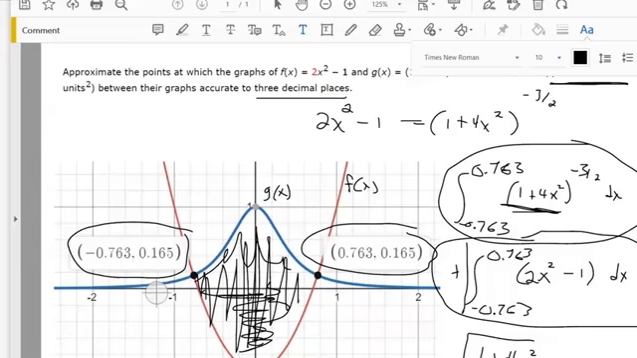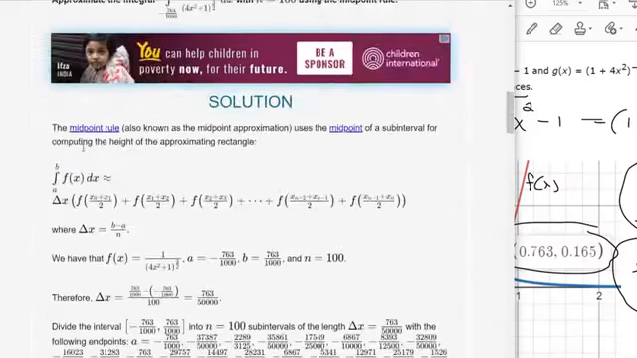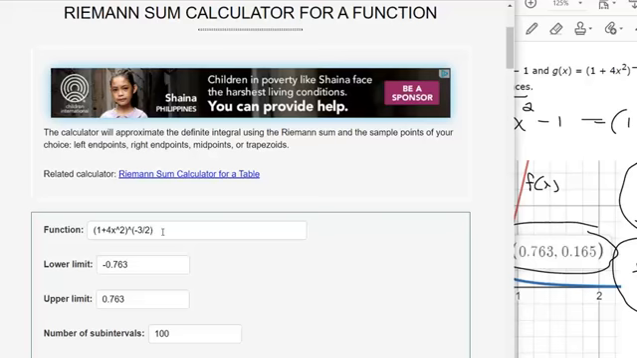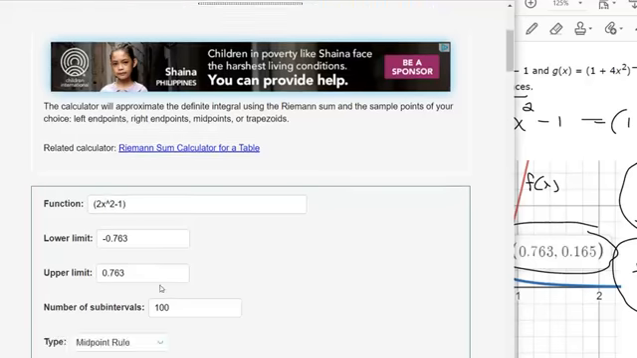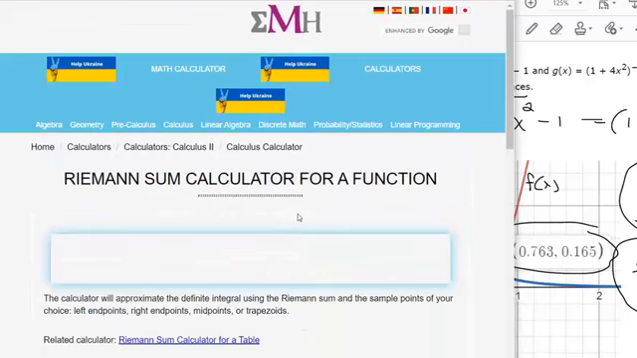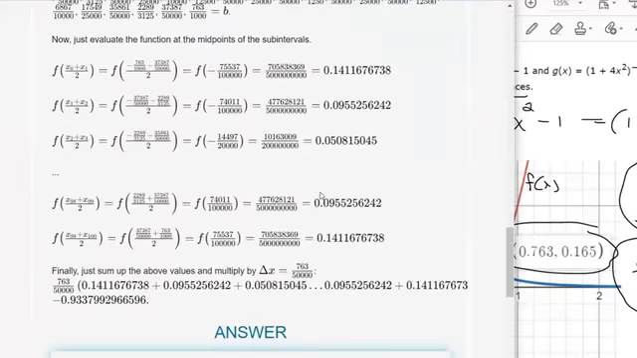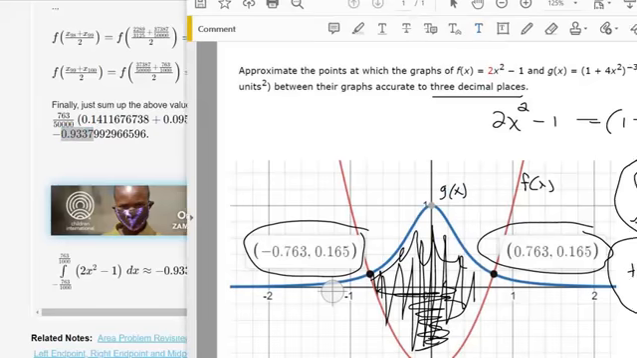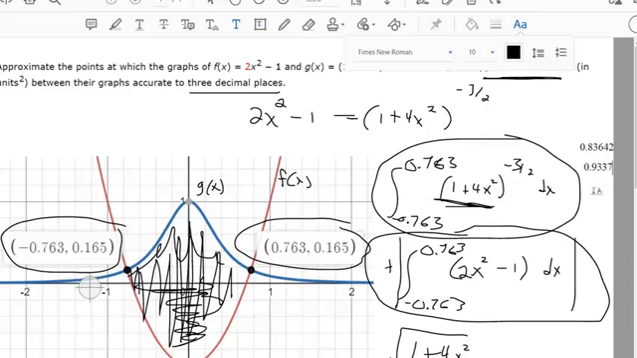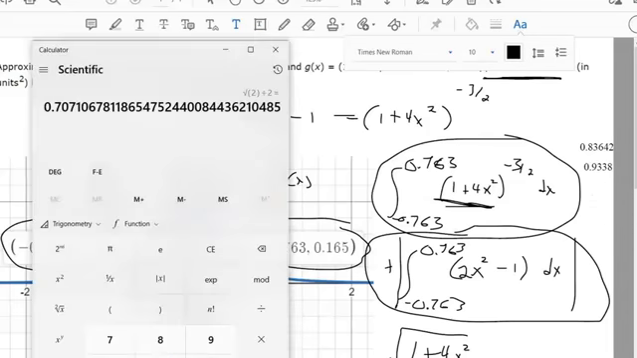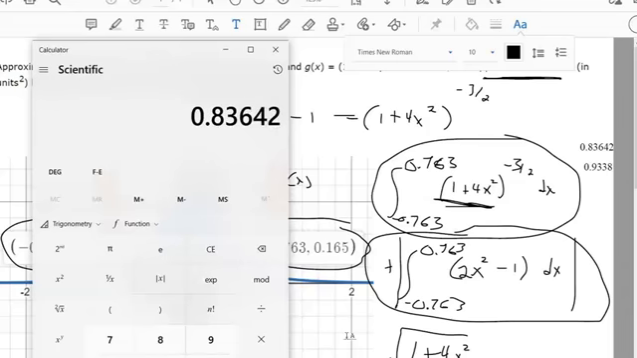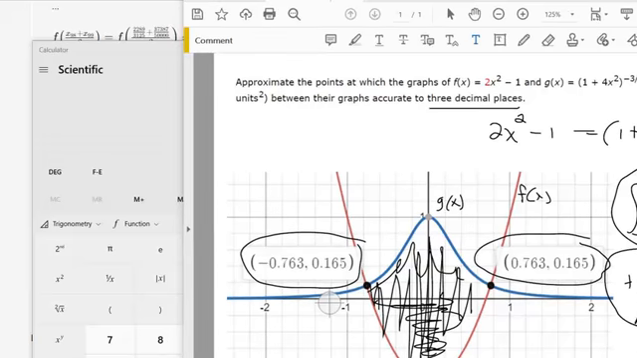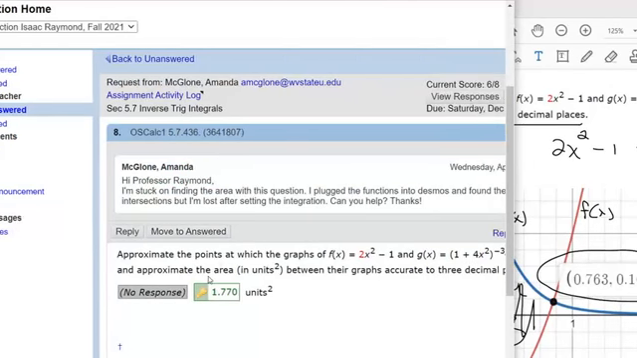Okay, so that's that one, and then we want to do 2x squared minus 1, and then the same interval. And remember, we're doing the absolute value, so if you add those together, 1.770 is what I got. Yeah, they got the same thing.